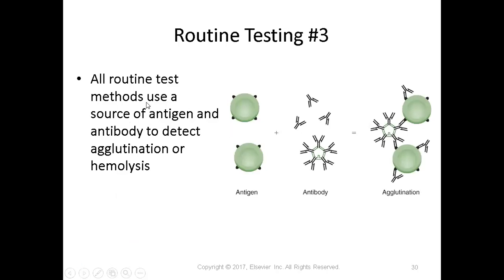All routine tests use a source of antigen and antibody to detect agglutination or hemolysis. So hopefully it's sinking in. The red cell is the source of the antigen if it's there. The serum or plasma, or sometimes a known anti-sera reagent, would be the source of the antibody. And when we combine the two together, if this antibody finds its target on these red cells, that's when we're going to see this sensitization and cross-linking of the lattice formation, and we're going to see the agglutination. If this was not the target, they would just be coexisting in the same tube together. They would not be linked up. That would be negative.